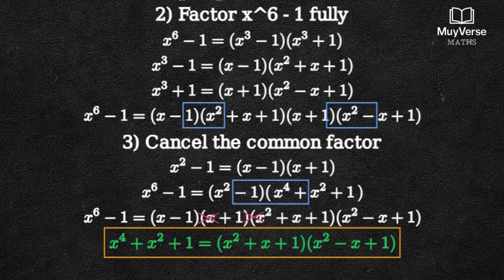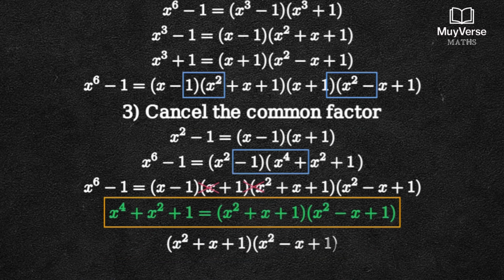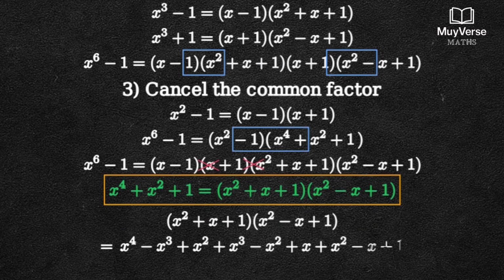Quick check. The product should expand back to our quartic. Start with the product. Multiply and collect like terms: x^4 - x^3 + x^2 + x^3 - x^2 + x^2 - x + 1.